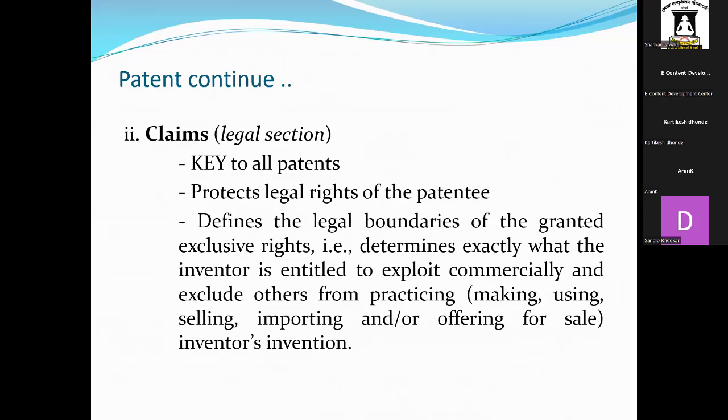Claims are the legal section, the key to all patents. They protect the legal rights of the patentee and define the legal boundaries of the granted exclusive right, that is, they determine exactly what the inventor is entitled to exploit commercially and to exclude others from practicing, making, using, selling, importing, and profiting from the sale of the inventor's invention. So it is commercial. The first inventor holds the rightful ownership in the invention.